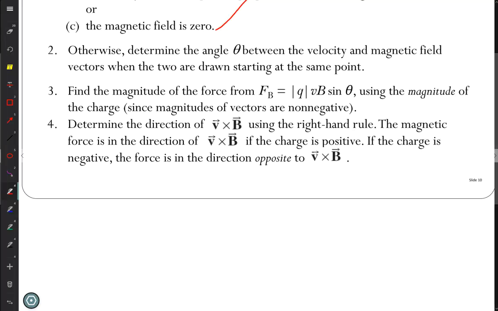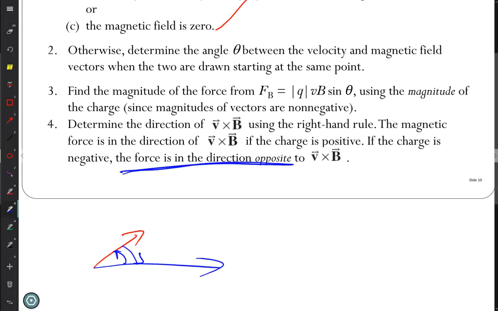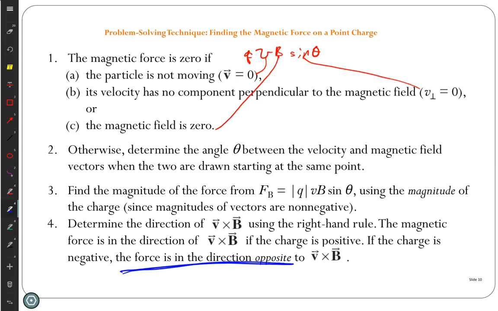Then you need to determine the angle between the velocity and the magnetic field. It does not matter if you measure the angle this way or this way, positive or negative. You're just finding the angle between them, so I always use a positive angle there. You find that angle and then calculate the magnitude of the force. Then use the right-hand rule to determine the direction of V cross B. And finally, remember that if you have a negative charge, the force is the opposite direction of V cross B. So those are the steps for how to solve a problem with magnetic force.